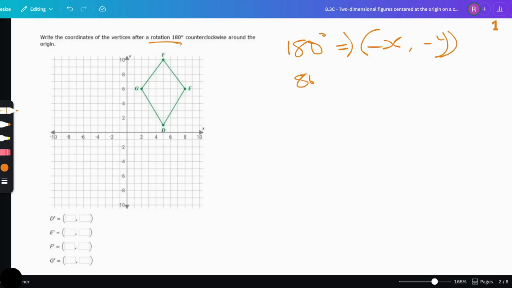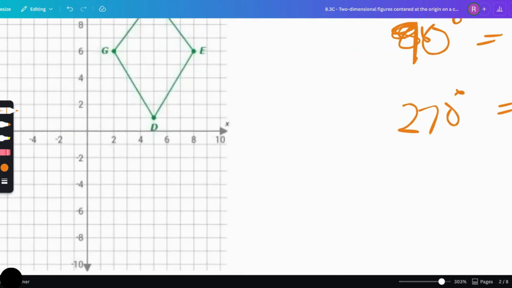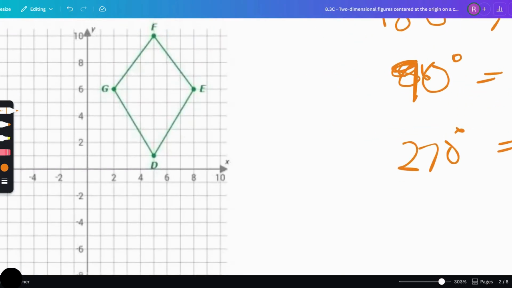If it is 90 degrees, I explained this in one of the previous videos. If it is 90 degrees, it becomes negative y comma x. If it is 270 degrees, it becomes y comma negative x. So now let's see D. What is point D? Let's first write out the points. For point D, x is 5, comma 1.